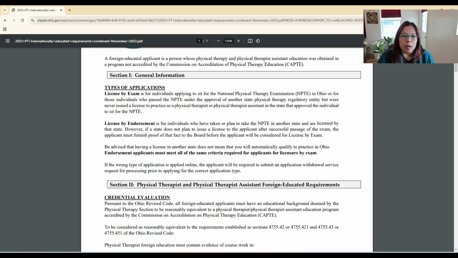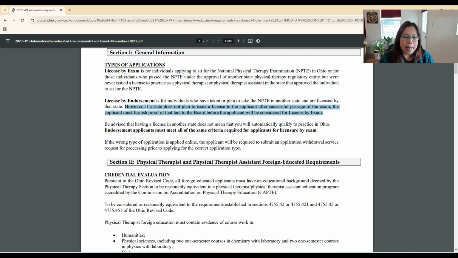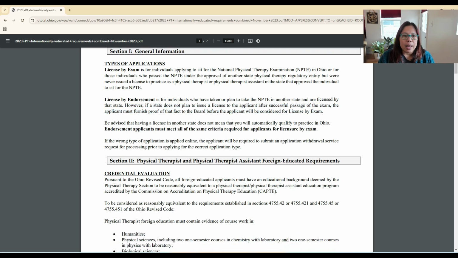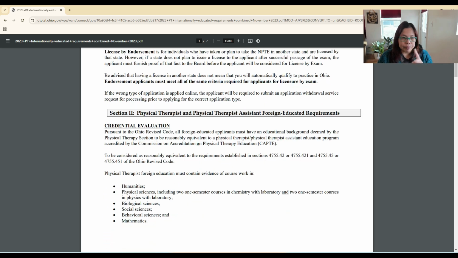Okay, then it says here, however, if the state does not plan to issue a license to the applicant after successful passage of the exam, the applicant must furnish proof of that fact to the board before the applicant will be considered for license by exam. So be advised that having a license in another state does not mean that you will automatically qualify to practice in Ohio. Endorsement applicants must meet all the same criteria required for applicants for licensure by examination. Okay, so Section 2, credential evaluation.